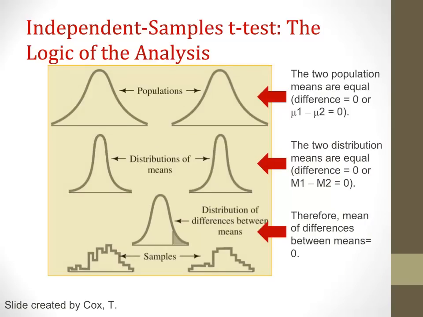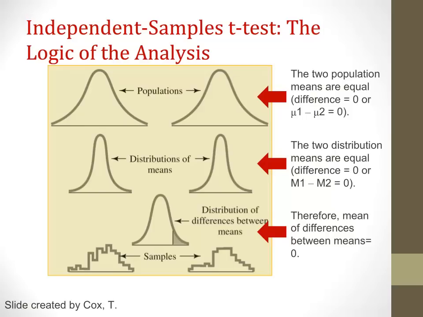So, following this logic, the null hypothesis for the independent samples t-test states, as we've previously said, that there's no difference between the means of the two groups. The null hypothesis first assumes that the two independent populations are equal, or that the differences between them is zero.